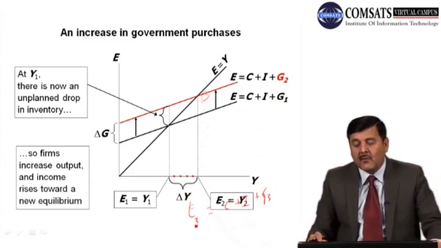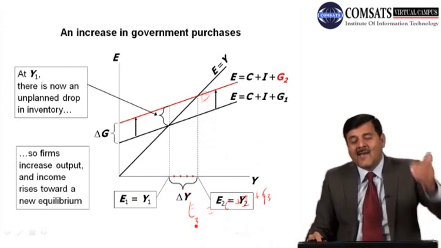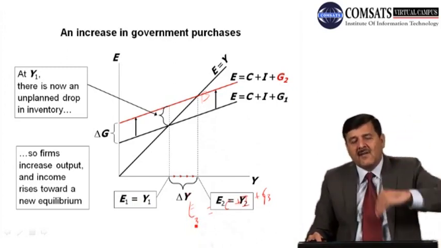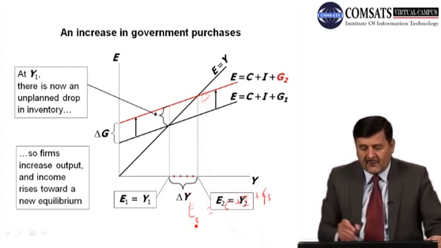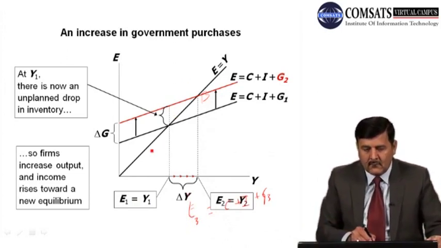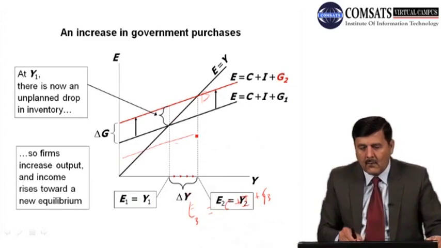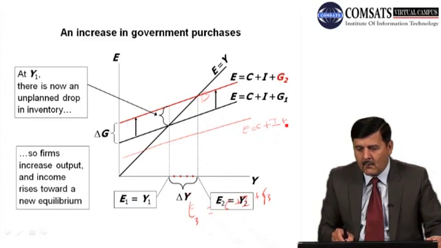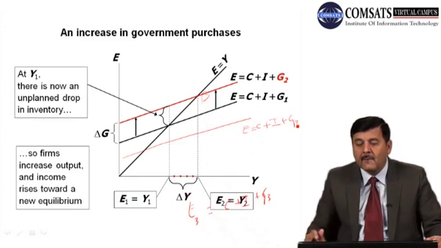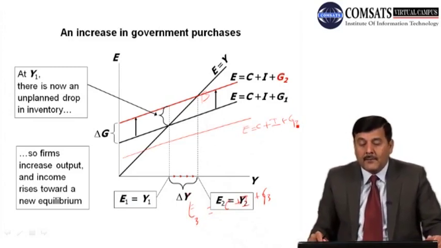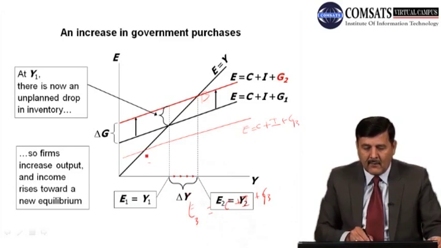Now E3 will be equal to C plus I plus G3, and now since government spending or government purchases has gone down, the curve will shift downward like this. Now this curve is E equal to C plus I plus G3. Now if we compare Y1 and Y3, now this is Y3.